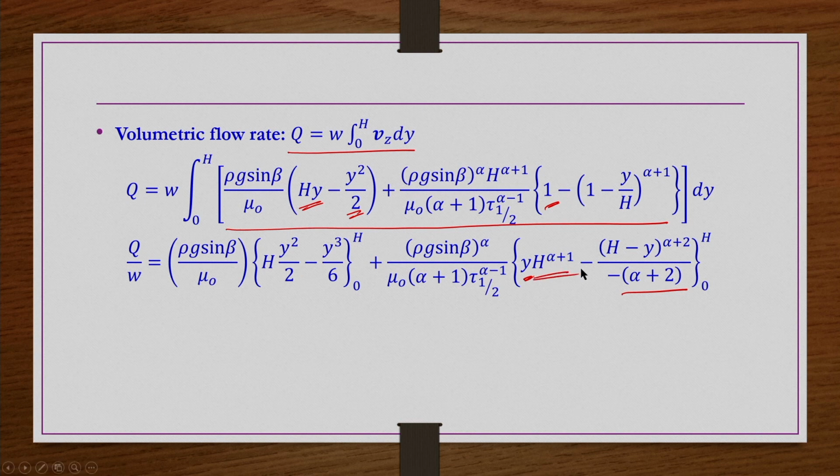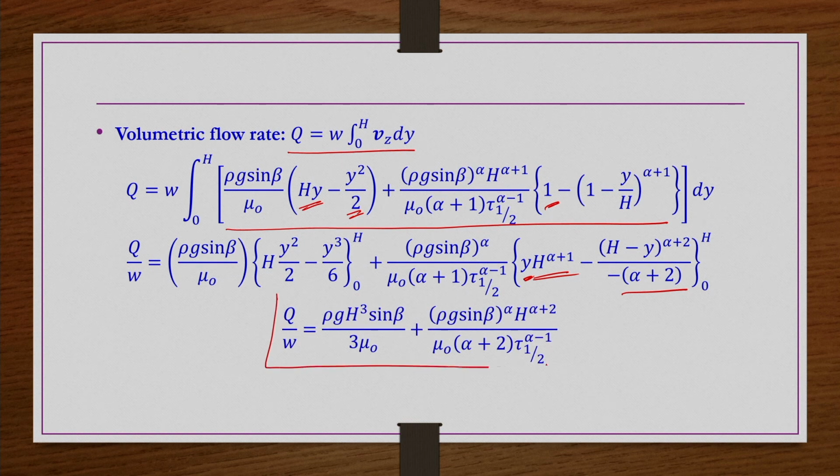Now, if you substitute the limits 0 to h and simplify, you get this; it is straightforward simplification that you can do. So, this is the volumetric flow rate: Q by W is given by this expression if an Ellis model fluid is flowing down along the inclined surface.